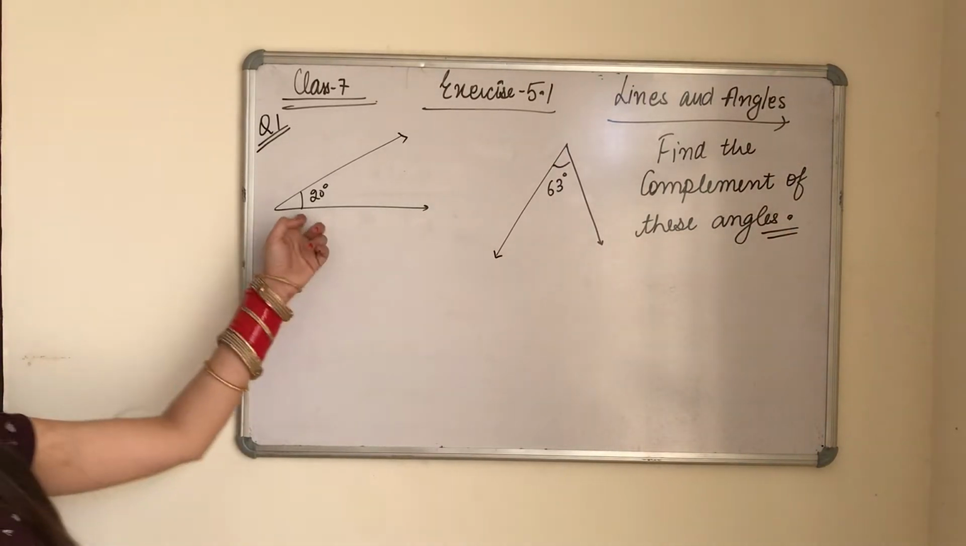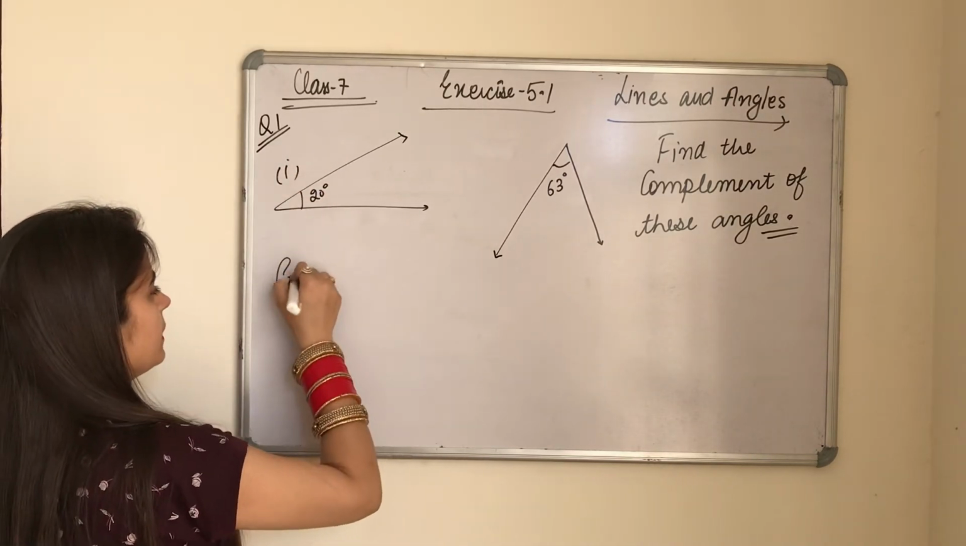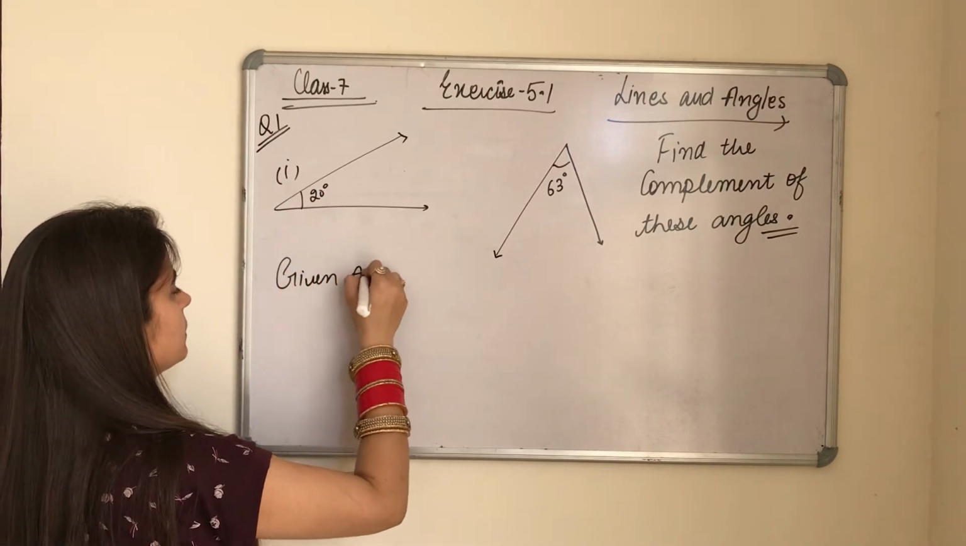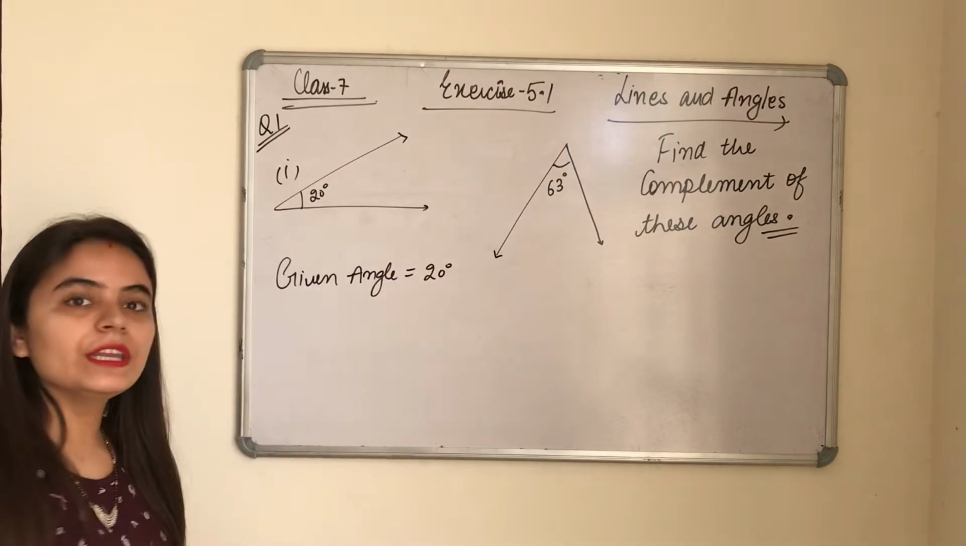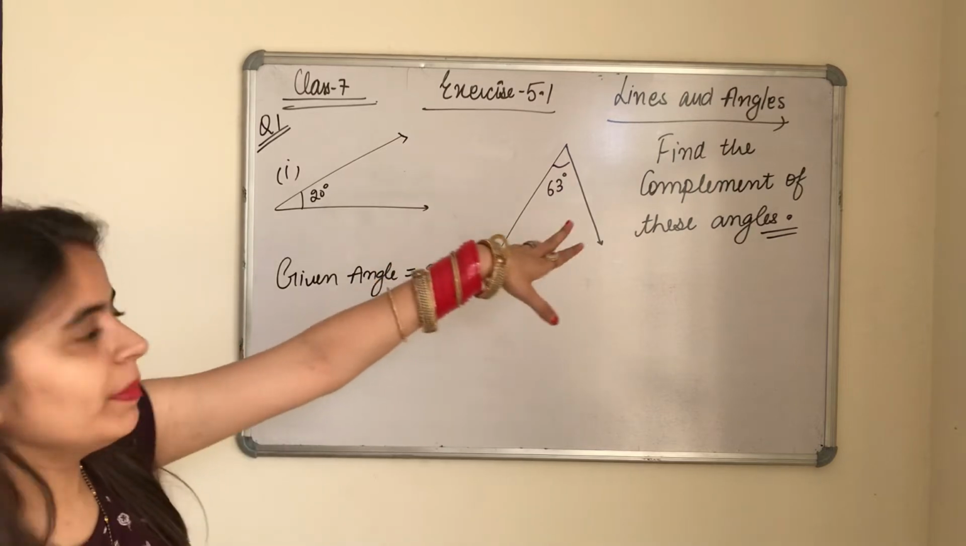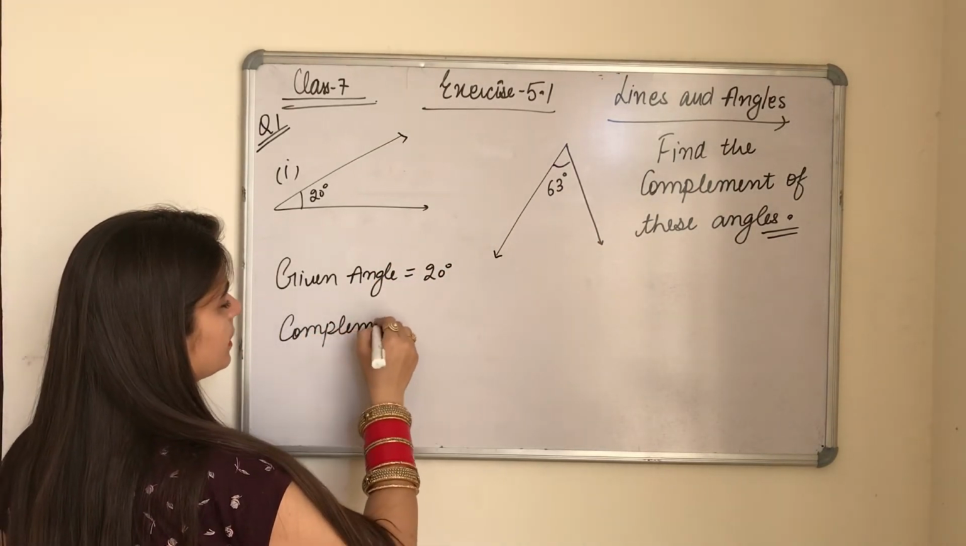Okay, first angle is 20 degrees. So how will we write? Given angle is equal to 20 degrees. We need to find the complementary angle.